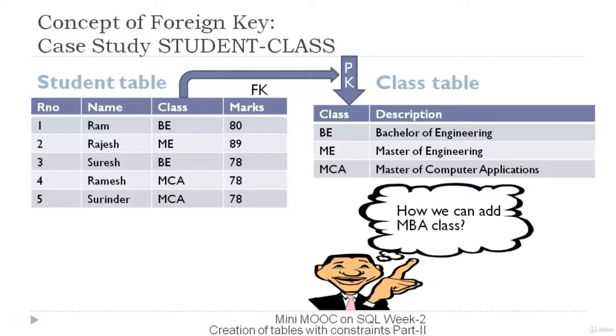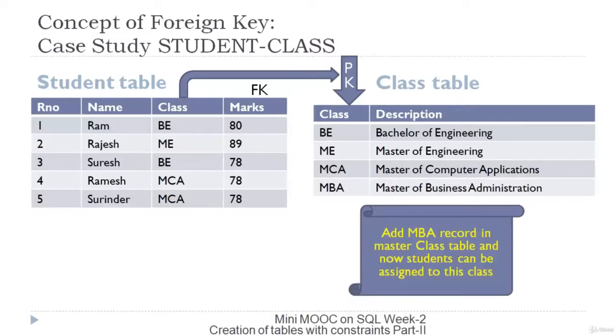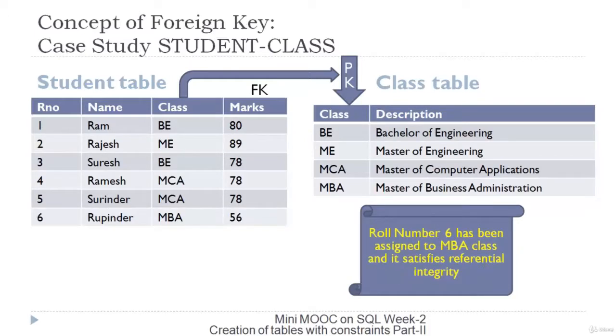How can we add the MBA class in this database? The solution is very simple. We have to insert the MBA record in the class table, and then it is allowed to add MBA in the student table. So yes, we can add roll number 6 in the MBA class. With this, we have completed the implementation and discussion on the foreign key constraint. Now it is time to practice it. All the commands used in this session are available as a script file for your ease. You are requested to practice it on SQL for mastery of these concepts. Thanks for watching this video.